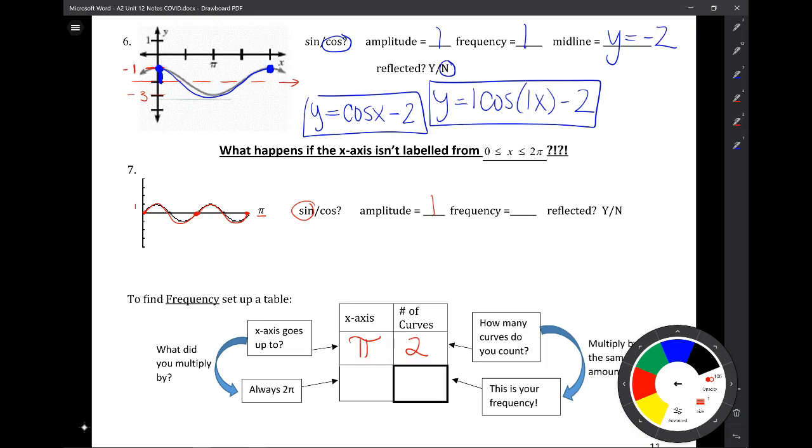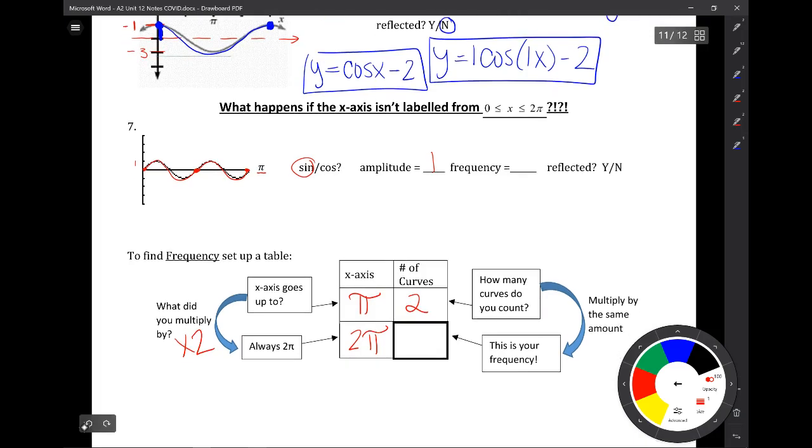Remember, frequency is always based off of 2 pi. So how do I get from pi to 2 pi? I multiplied by 2. So if I multiplied that by 2, then I would have to multiply this side by 2. So that means if I extended this out 2 more times, I would see 4 total curves by the time I got to 2 pi.